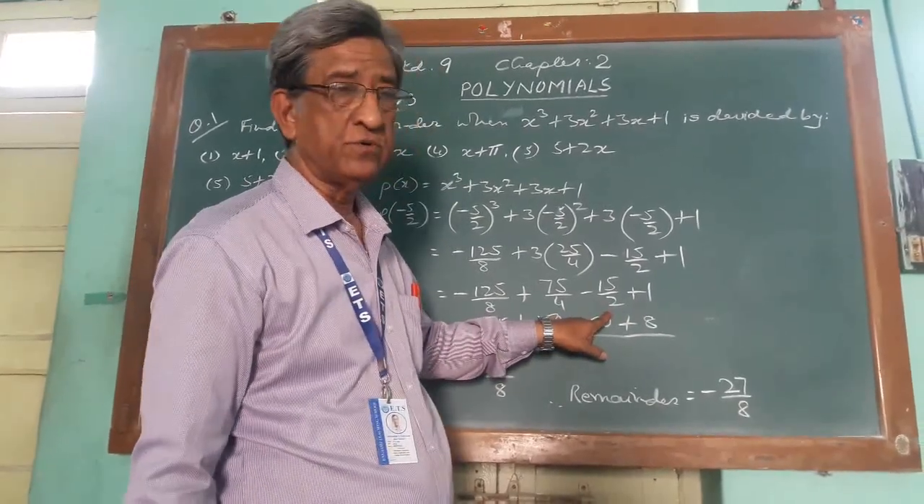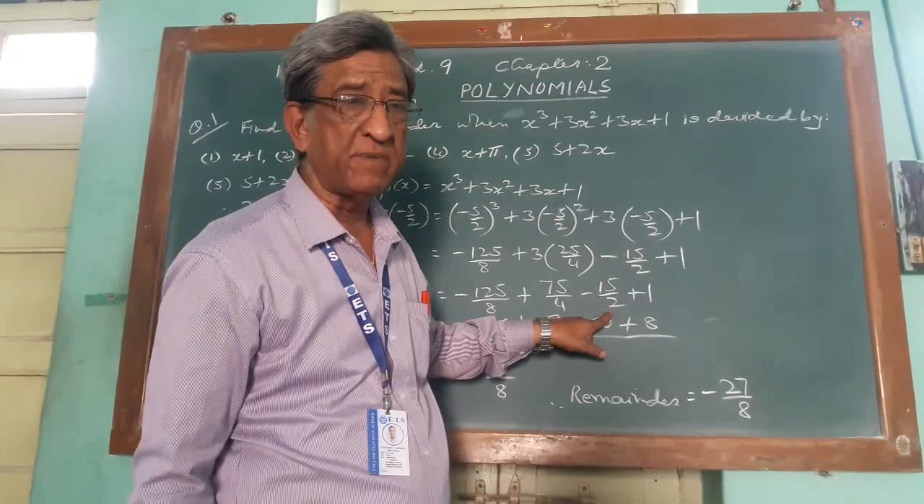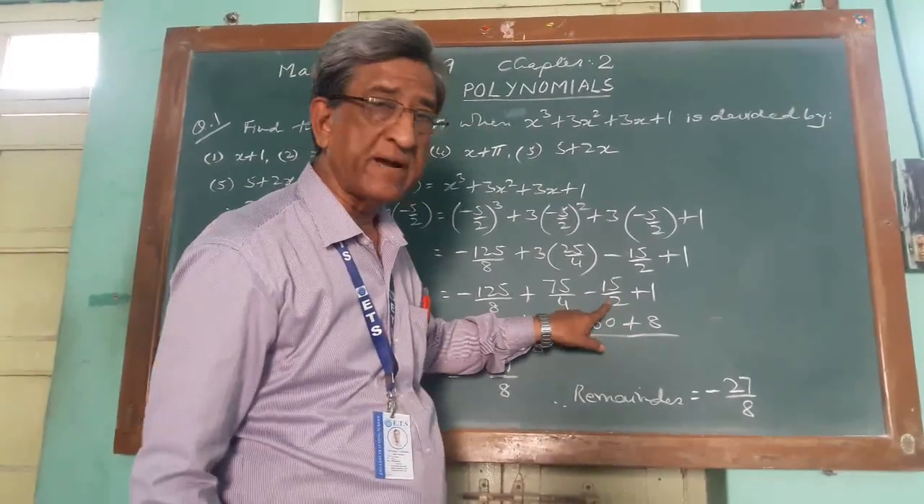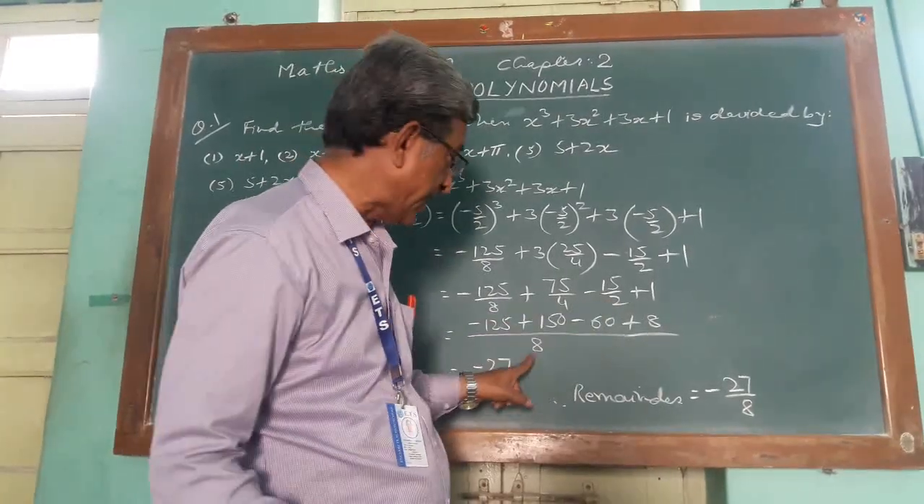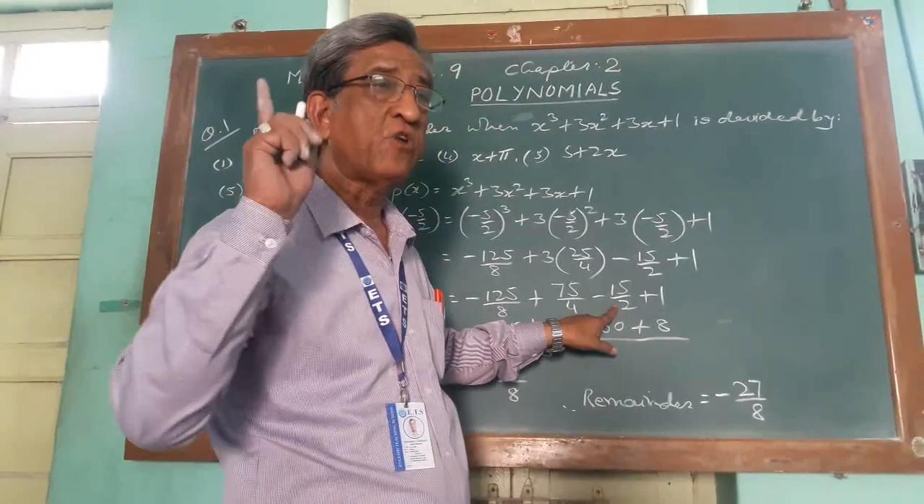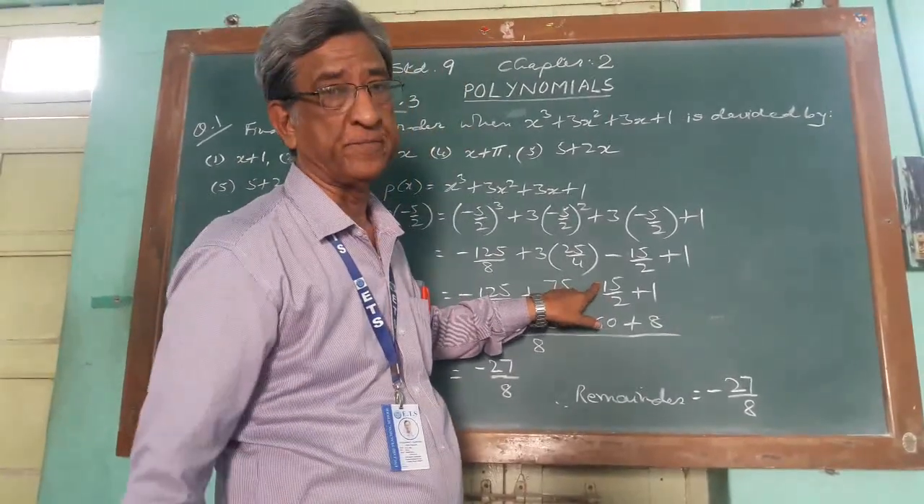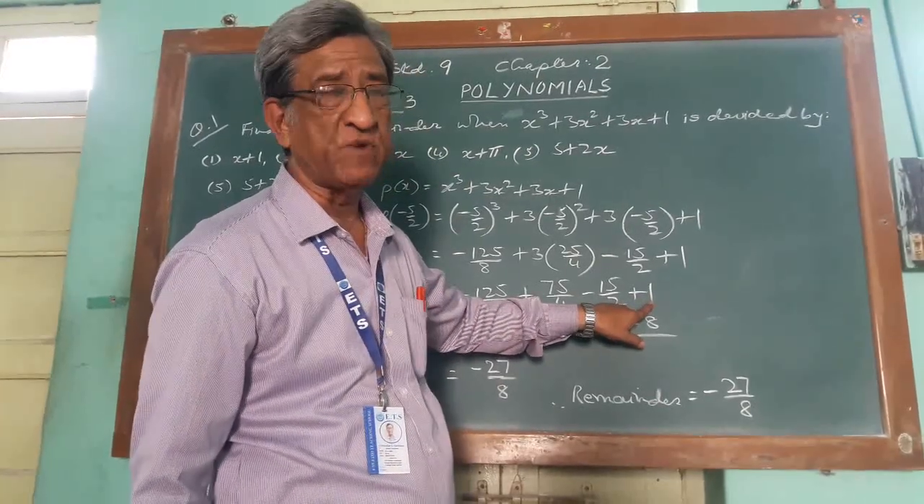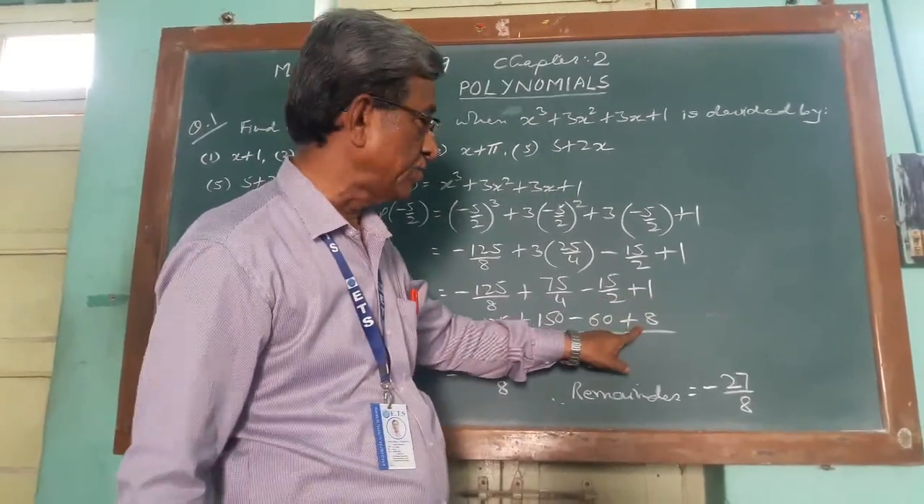Here we have 2. So by which number you have to multiply 2 to get 8? If you multiply 2 by 4, you will get 8. So if you multiply 2 by 4, you have to also multiply 15 by 4. So 15 4s are 60. And here the denominator is 1. So 1 into 8 gives you 8.